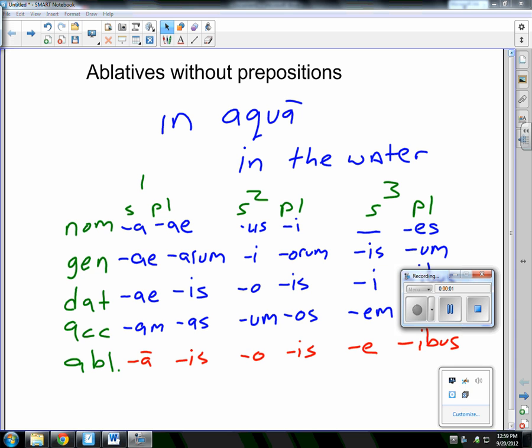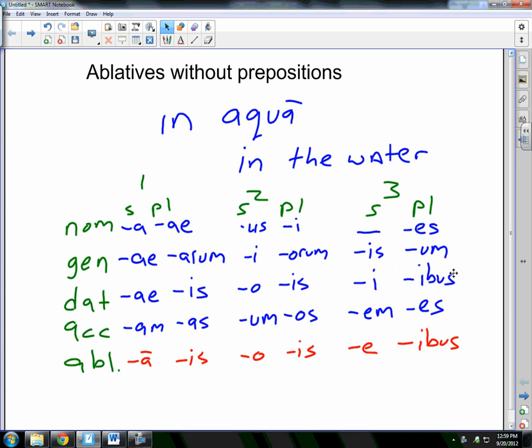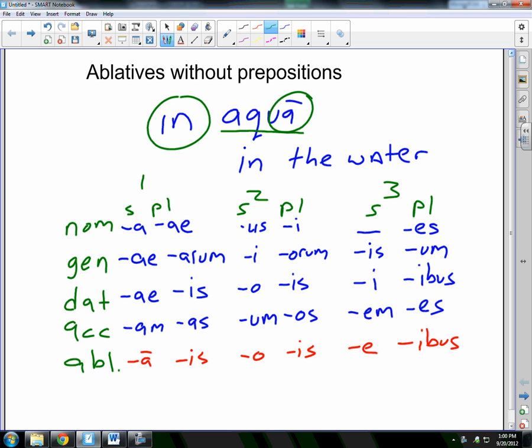Today we're going to talk about using ablatives that don't have prepositions. Up until this point, we've had phrases like this one, in aqua, where we get a preposition followed by the ablative, and we translate that as a prepositional phrase. There are going to be times when the ablative shows up but doesn't have this preposition. Those are special forms, and we're going to talk about those today.